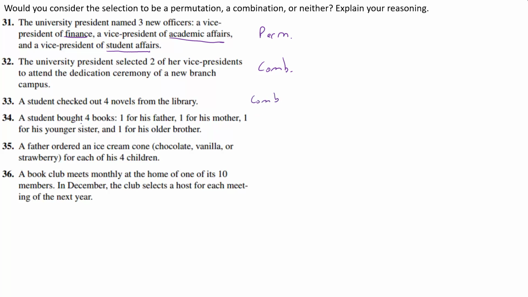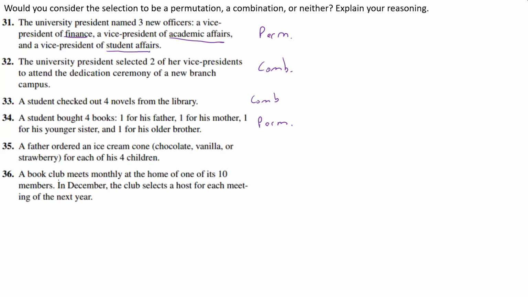All right. What about this one? A student bought four books, one for his father, one for his mother, one for his younger sister, and one for his older brother. So in this case, the books that we get are specific. We're not going to give the book for his younger sister to his father, and we're not going to give the book for his mother to his brother. And so really here, order again matters. And so we're going to call that a permutation. Okay.